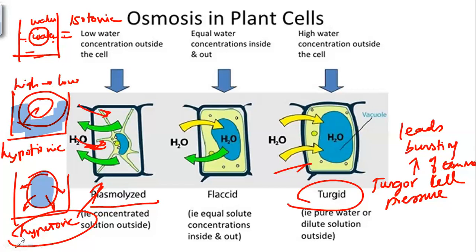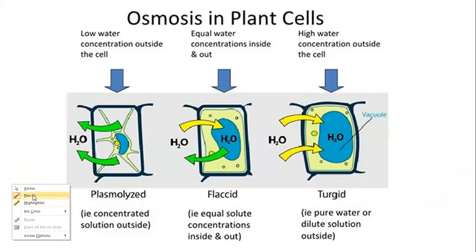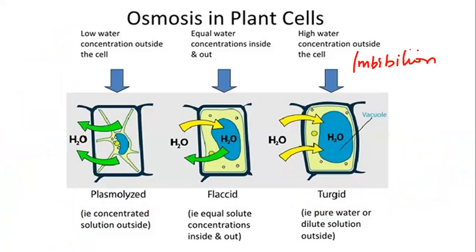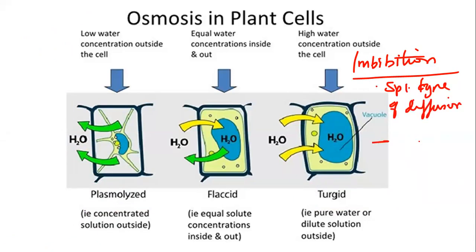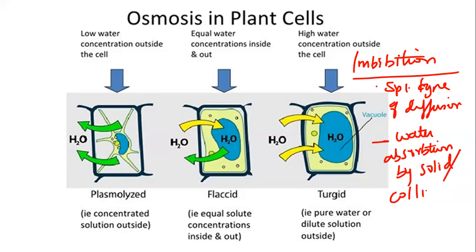There is another condition which is called imbibition. Imbibition is very simple. It is also a special type of diffusion, which occurs with solid particles. That means water is absorbed by a solid. Let me write here: water absorption by solid particles, or you can say colloid particles.